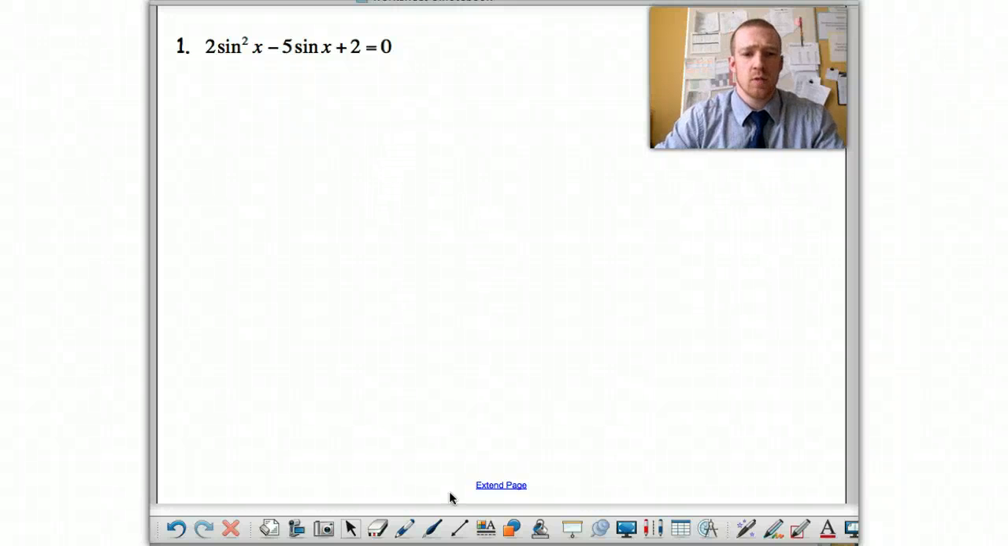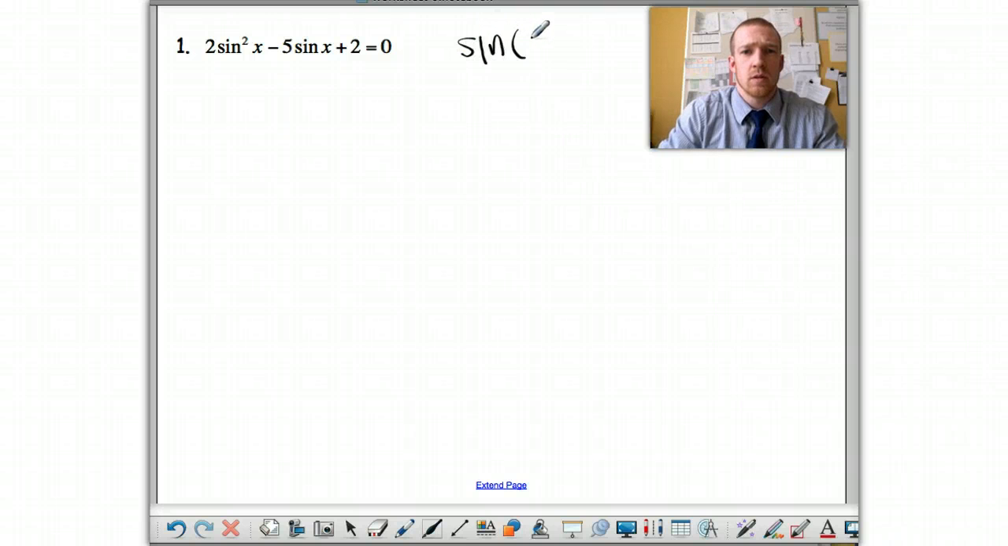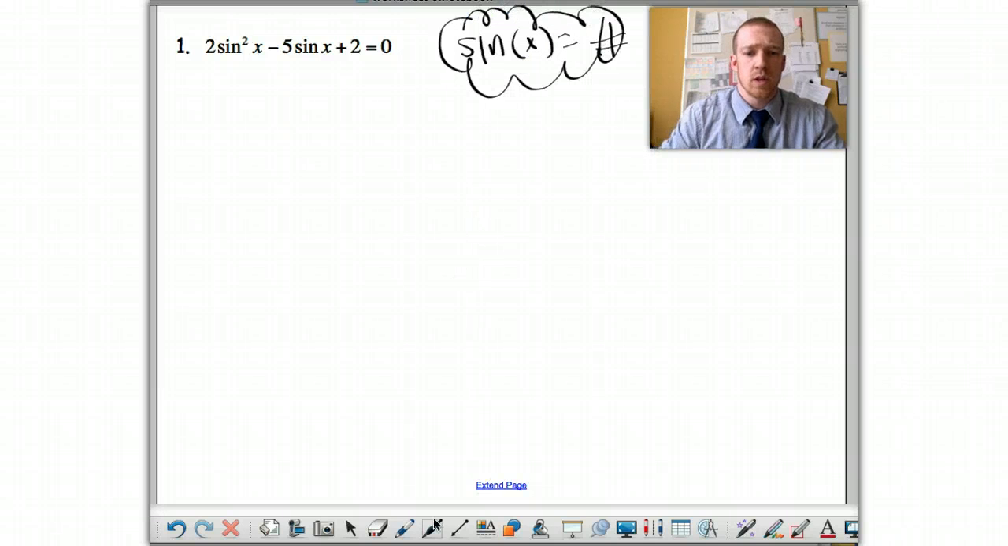Alright, so for this kind, what we're going to do is, this has got a sine squared and a sine. That means it's going to be a factoring one. Our whole goal is to get some trig function equals a number, or equals 0. We can solve these. Alright, so this is what we're thinking. We want to get that.